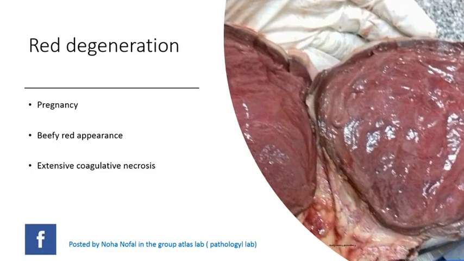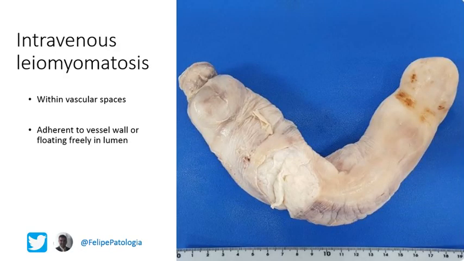Then we have the red degeneration. That is commonly seen in pregnancy and also in people who take oral contraceptive pills, and the cut section is quite reddish, a beefy red appearance in fact, and the histology will show extensive coagulative necrosis.